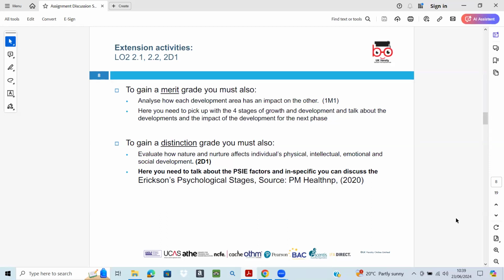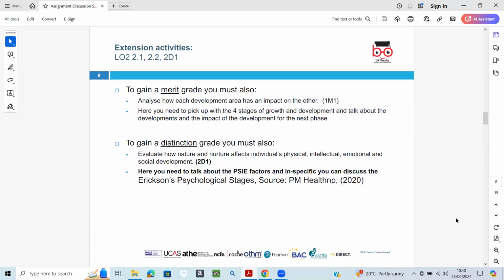If you want to gain a merit grade, which I always recommend, we won't only follow the passing criteria; we need to include the content related with the merit and distinction as well. As I told you earlier with previous assignments, first we need to achieve the pass grade, then we will go for the merit and distinction. Don't only do the distinction criteria or the merit criteria and think that it will give you a pass grade.